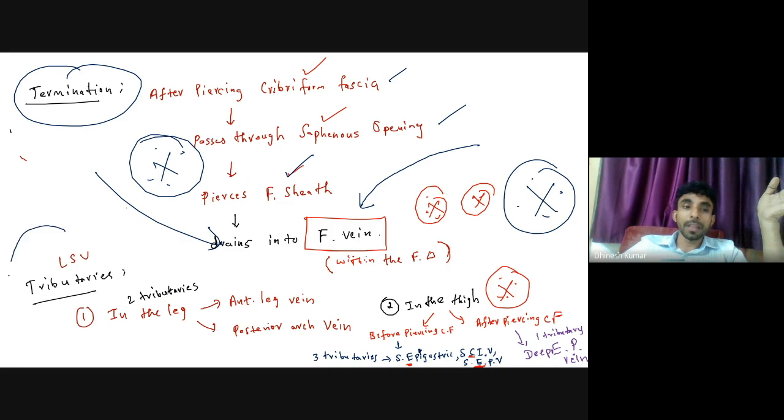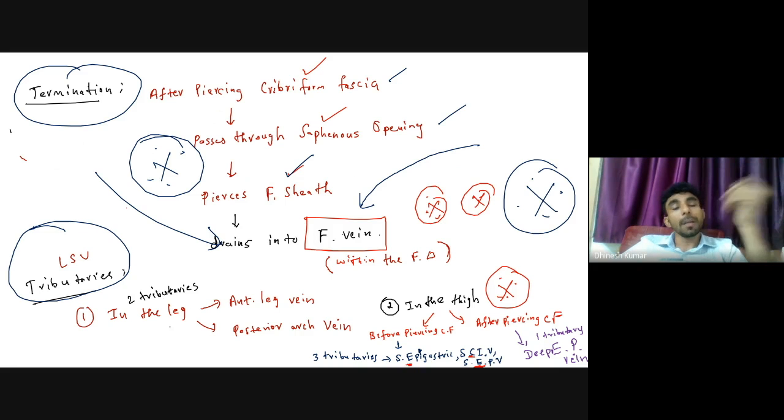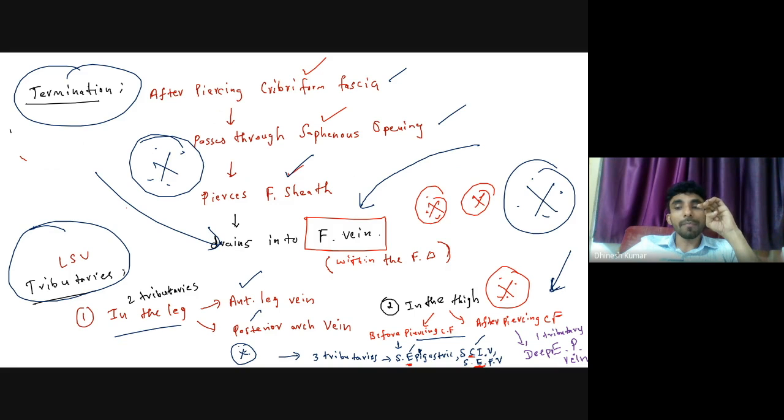Then another subquestion is tributaries. In the leg, it receives anterior leg vein and posterior arch vein. Just before piercing the cribriform fascia, it receives three tributaries: superficial epigastric vein, superficial circumflex iliac vein, and superficial external pudendal vein. After piercing the cribriform fascia, it receives one tributary, that is deep external pudendal vein.